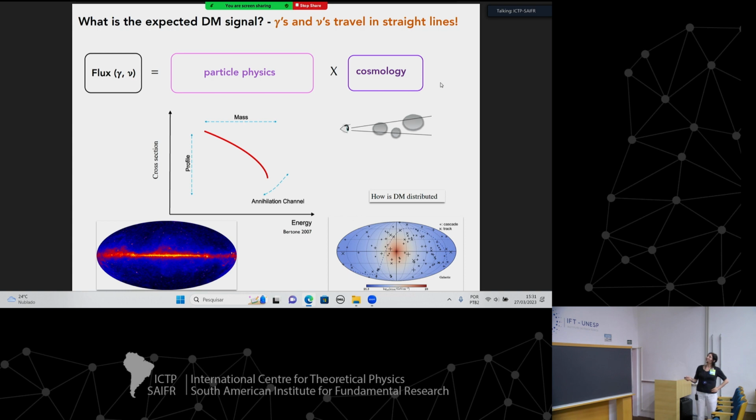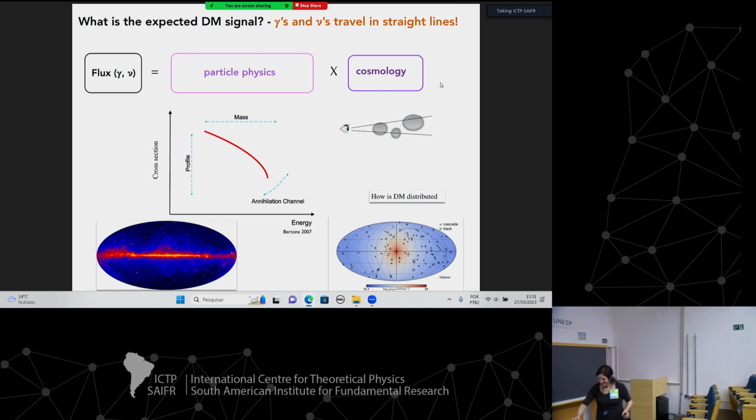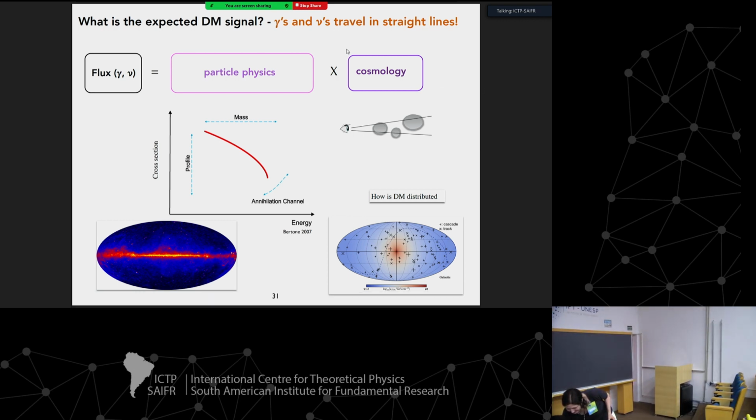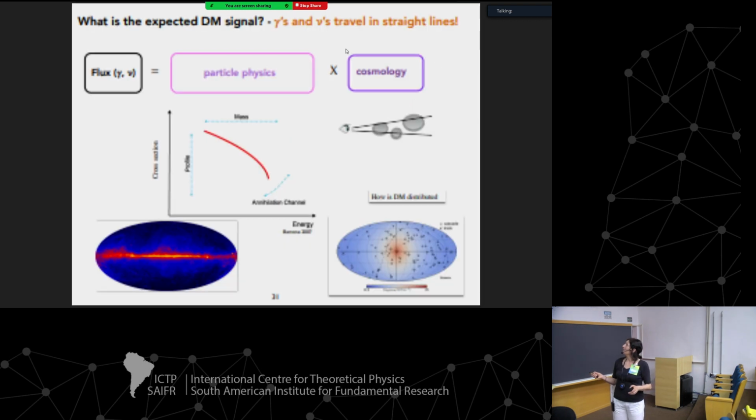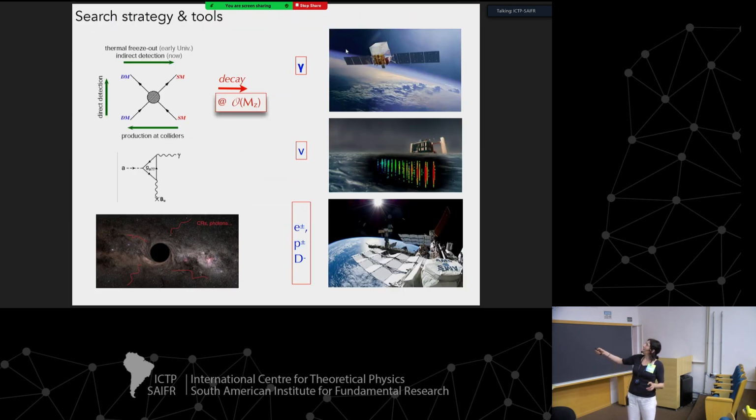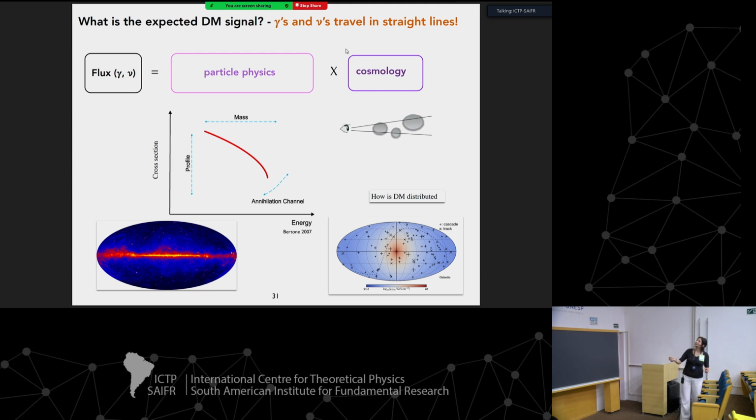So here there are these three categories. If you have neutral messengers like photon and neutrino, and then you have charged messengers as charged cosmic rays. Neutrino and photon travel in straight lines. They're not charged, so they don't interact with magnetic fields in the galaxy and in intergalactic space. And so for photons and neutrinos, as those are messengers that travel in straight lines, you have basically maps.